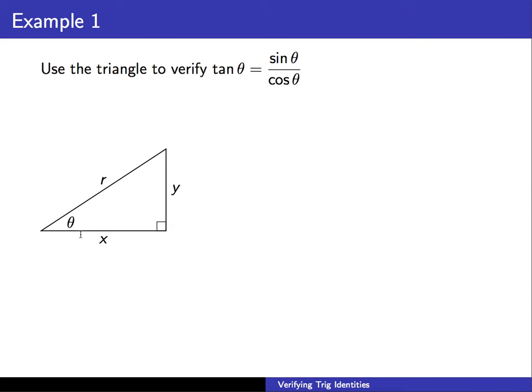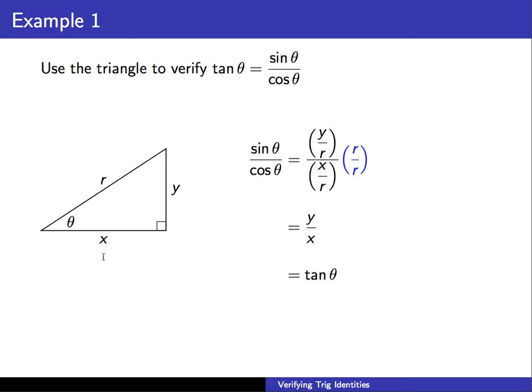So here we have our x, y, r right triangle with theta in standard position. The sine of theta is y over r, and the cosine of theta is x over r. So we have y over r for sine over x over r for cosine. And we have a complex fraction here, so if we multiply the numerator and denominator by r, the r's cancel out and we'll get y over x, which is tangent. So the tangent of any angle is the sine of that angle divided by the cosine of that angle.